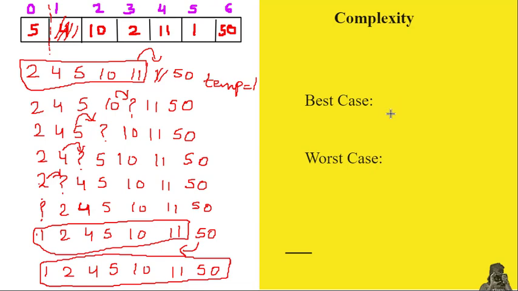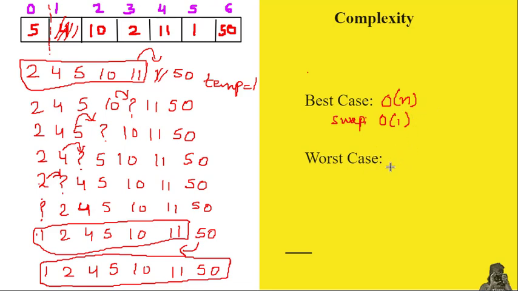So for best case, the best case is when we will be provided with the array in ascending order already. So in that case, there will be no swapping but comparisons will be done. So in that case, the best case is order of n, and there will be no swaps. So we can write swaps as order of 1 only. So this is the best case.